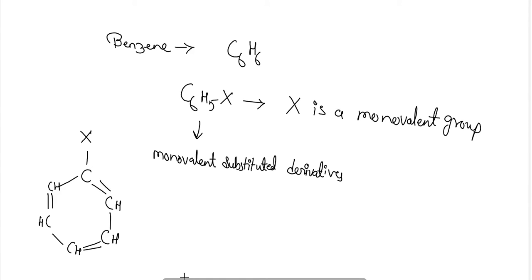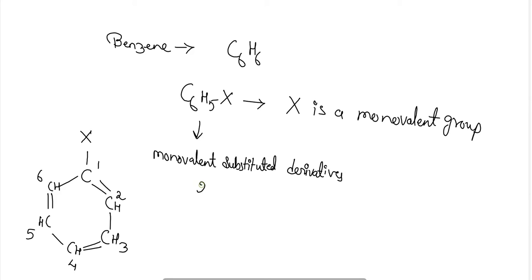Let us say the first substituent is attached at one carbon atom. Then the position of the second one will be 2, or it can be 6. If it is replaced at the next position, then it will be 3 and 5. And one more position where we can replace the hydrogen is the fourth position.